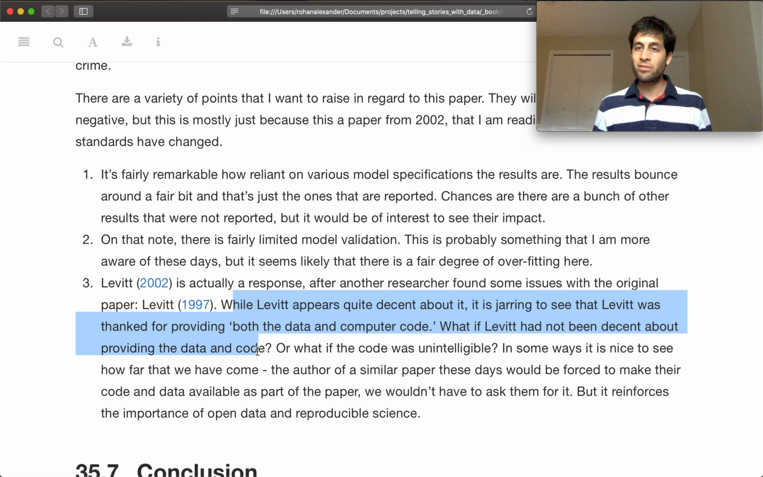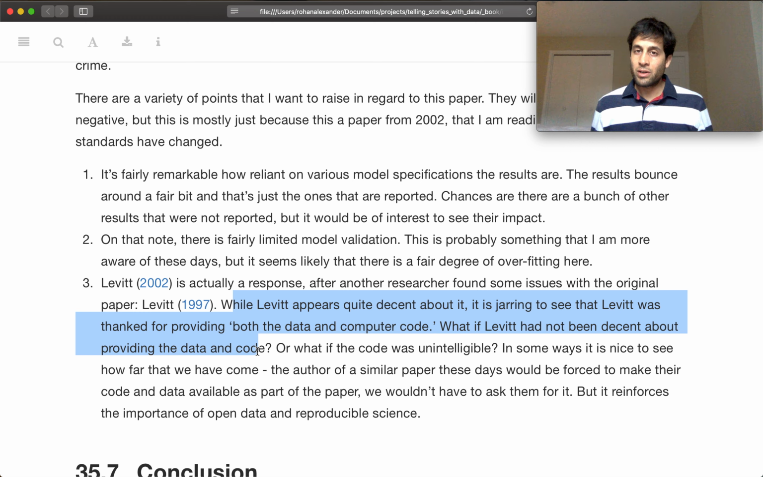But what if Steven Levitt hadn't been decent about providing the data? We possibly would never know that there were these issues with the paper's results. Or what if we couldn't follow the code? To a certain extent, of course, this paper was published almost 20 years ago, and so it's nice to see how far we've come, because this would simply not fly these days. You have to publish your code and data these days.